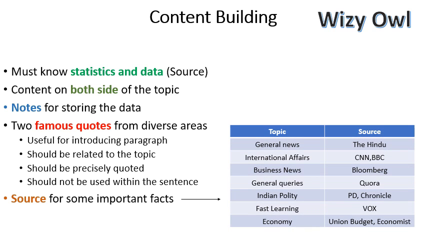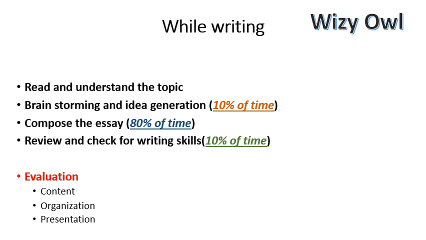Now, these are some important sources which the candidate can use for acquiring data on various topics, say general news through the Hindu, international affairs through CNN, BBC, etc. While writing, it's imperative that the candidate read and understand the topic thoroughly and devote at least 10% of time for brainstorming and idea generation so that they don't fumble throughout.